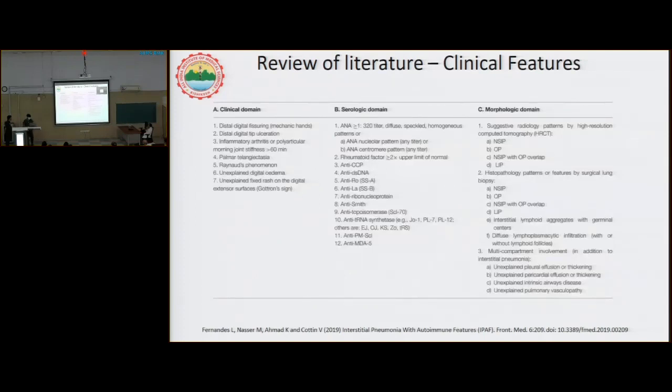In the clinical domain, there are multiple clinical features, the most common being Raynaud's phenomenon, and apart from that there is digital tip fissuring and ulceration. However, in our patient, we had a history of polyarthralgia and a history of rash. However, we were not able to categorize it. Second important is the serological domain. In the serological domain, we have a list of antibodies, but in our patient, we had a significantly high positive titer for ANA. Apart from that, he had anti-dsDNA, anti-Smith and anti-Jo1. In the morphological domain, we either go by biopsy or by radiological imaging.